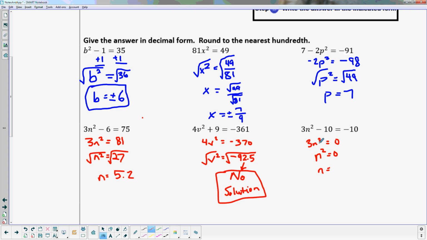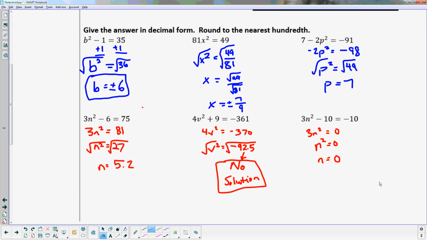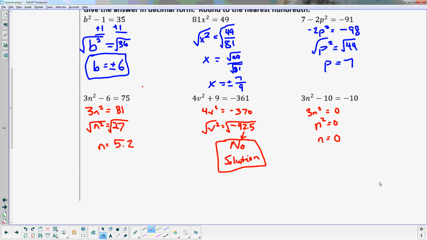On the last one, when I add 10 to both sides, I get 0 on the right. When I divide by 3, I still get 0. And what number multiplied by itself gives me 0? 0. So those 3 were a little bit different, and you'll see some of that as we progress through.